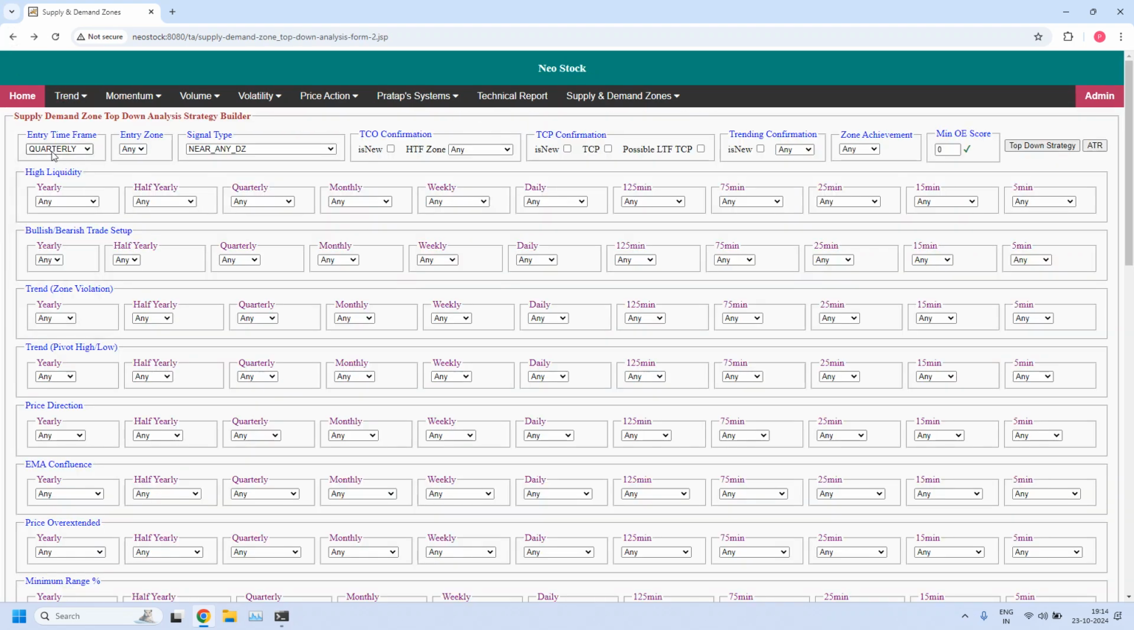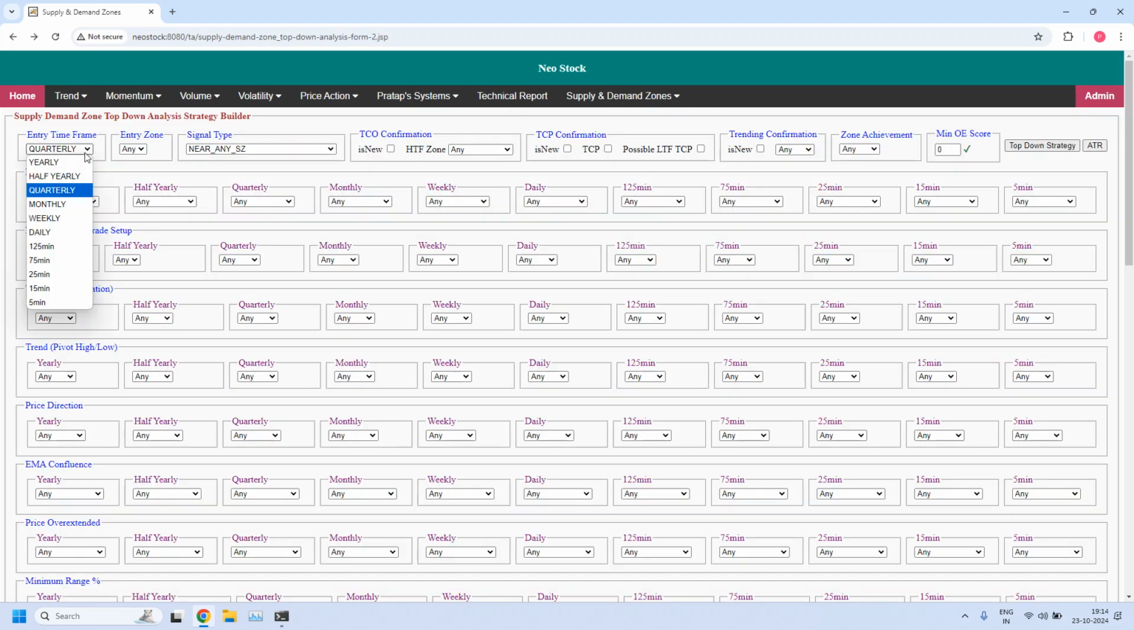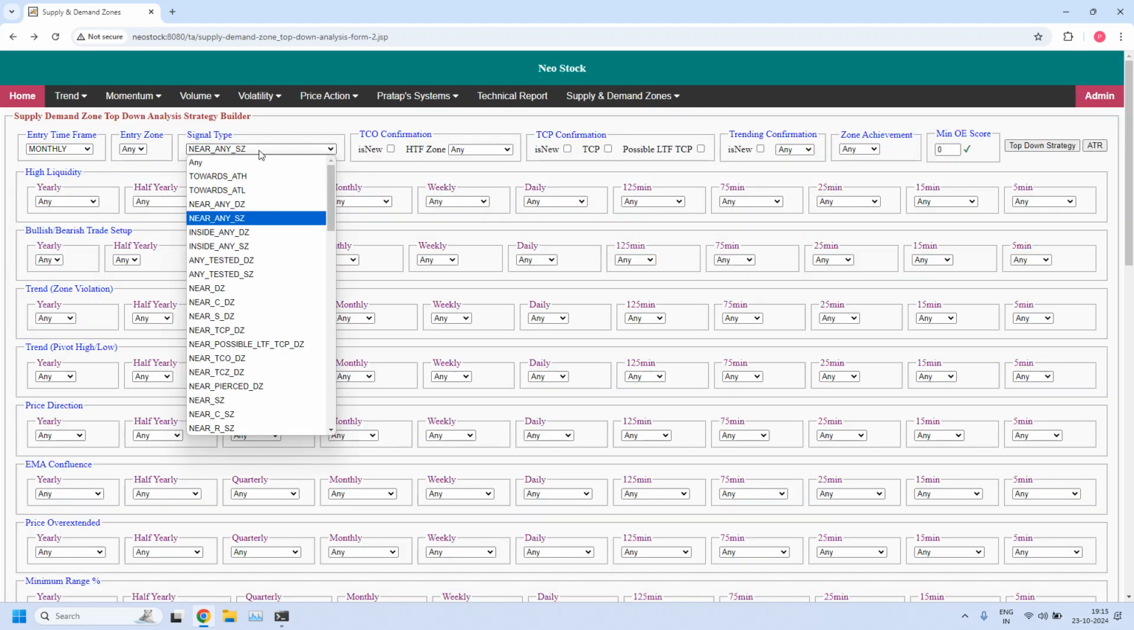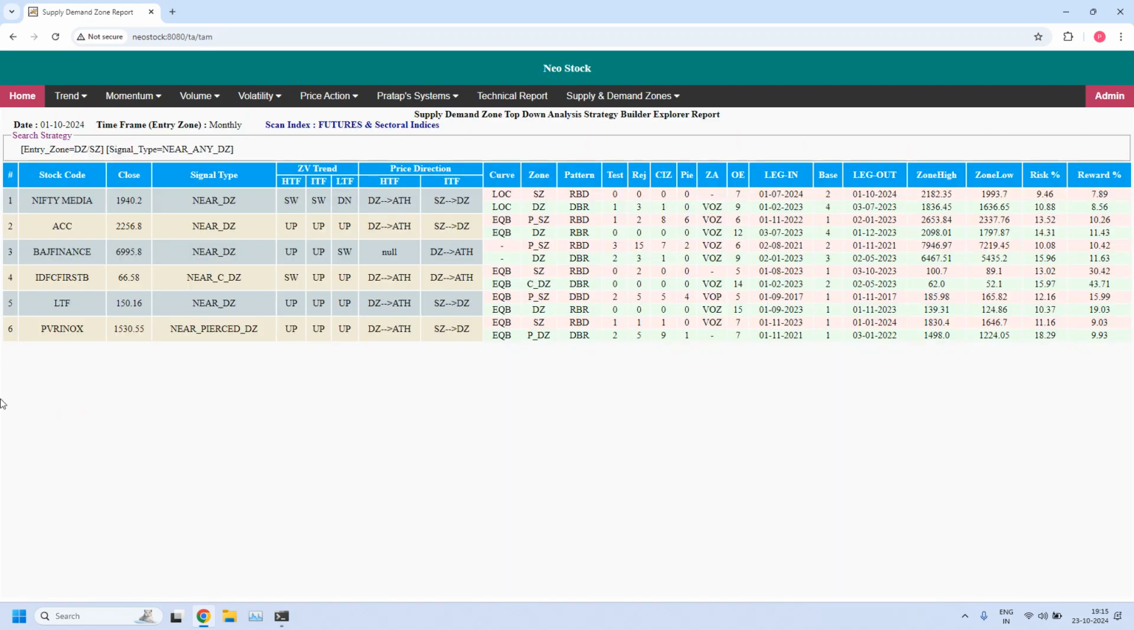Next, for quarterly time frame, let us find the stocks near quarterly supply zone. Two stocks are filtered near to the quarterly supply zone. Next time frame is monthly. Let us find the stocks near monthly demand zone. Six stocks are filtered near to the monthly demand zone.